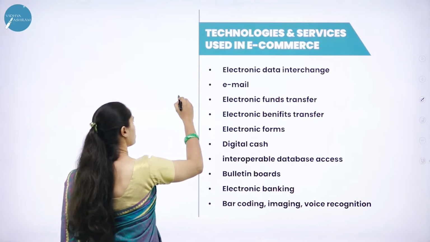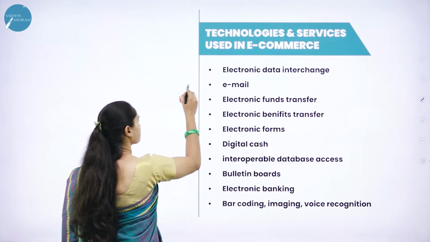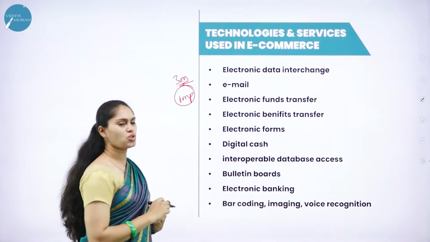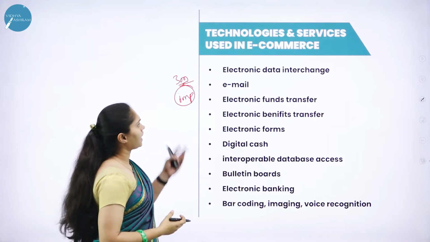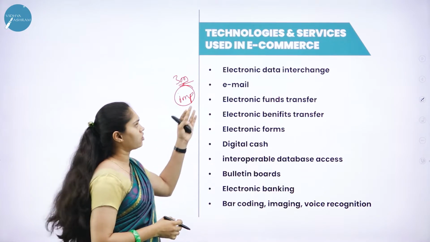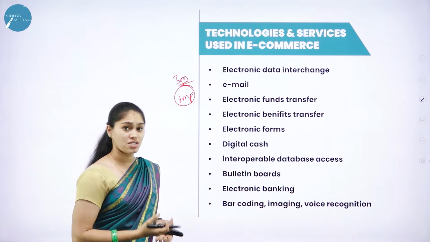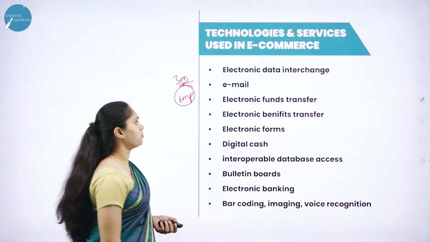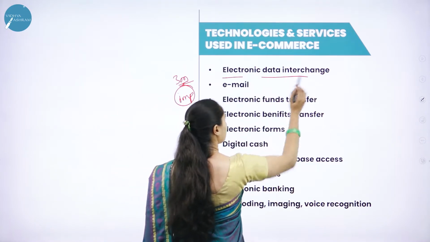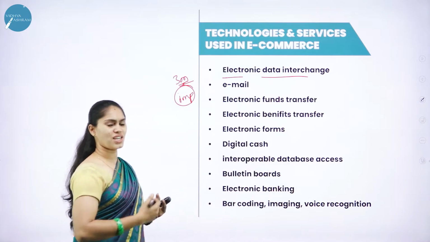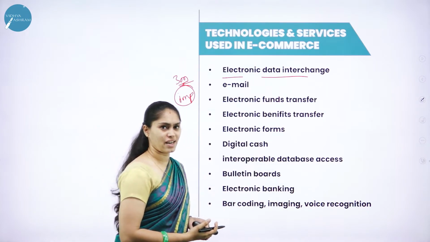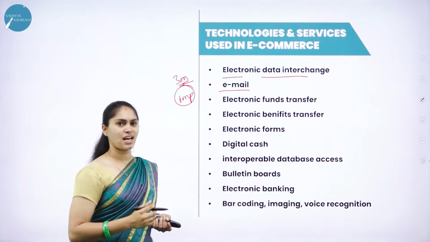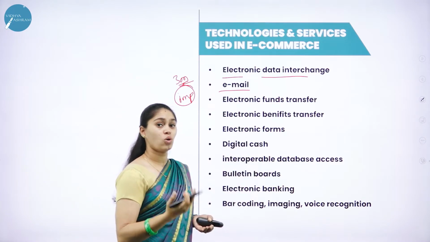Very important question for 3 marks. This is a very important question for 3 marks. So mention or write any 3 or any 6 technologies and services which are used in e-commerce. So what are the technologies or services it is going to provide? Mainly electronic data interchange. We can exchange the data over the internet, and also email. So email is one of the best examples of providing a service over the internet.